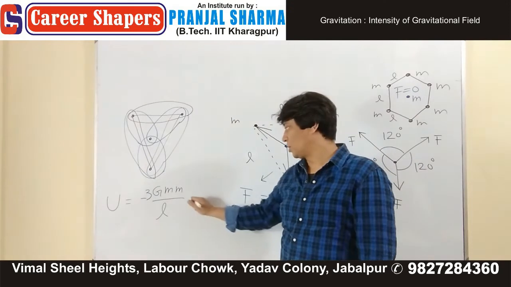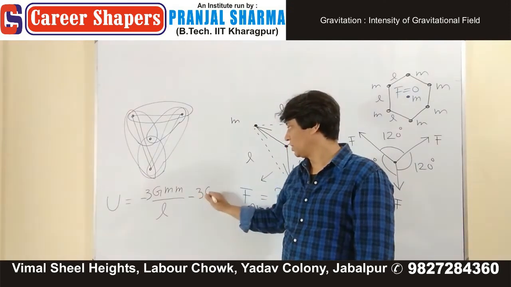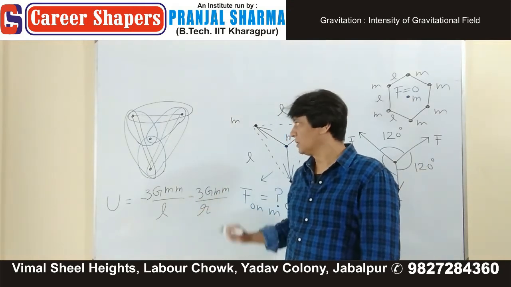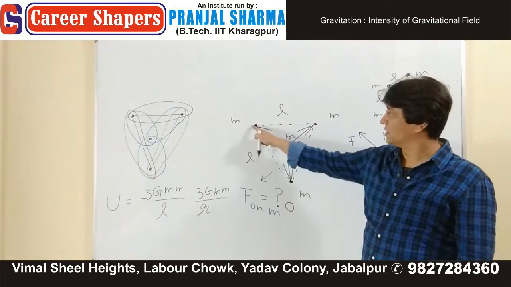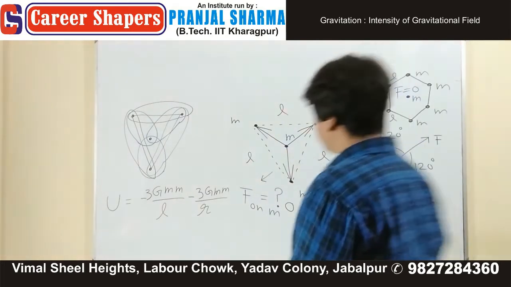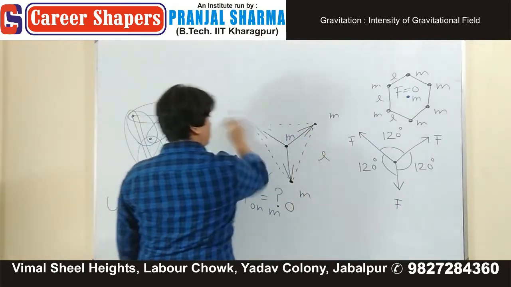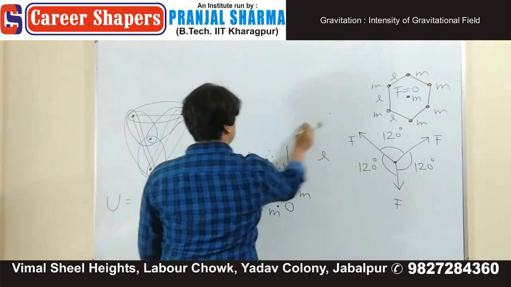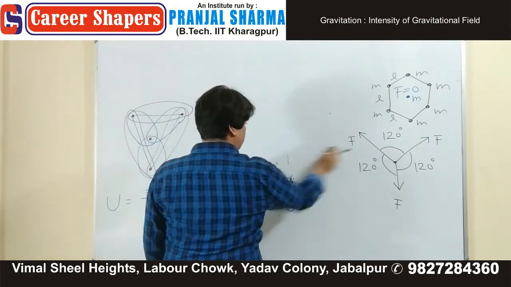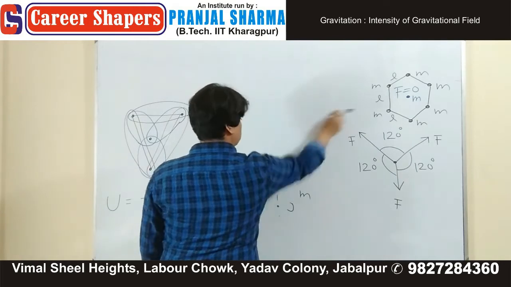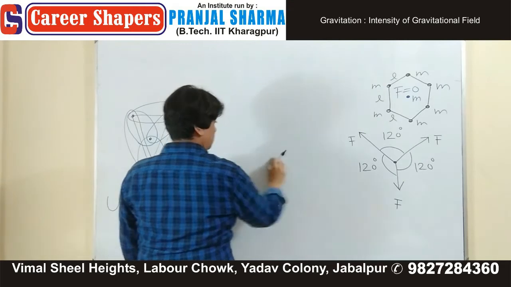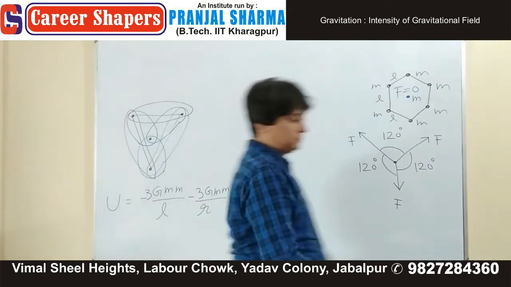These three, their potential energy will be minus 3 G M M divided by R. Let's say the separation between this and this is R, which you can easily find. You can easily find the value of R. It's an equilateral triangle and you need to find the distance of the center from any corner point. It will be this.